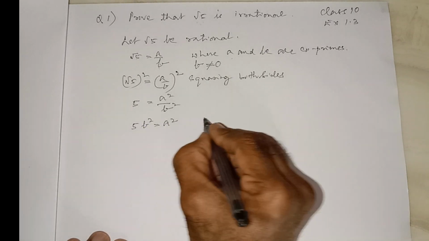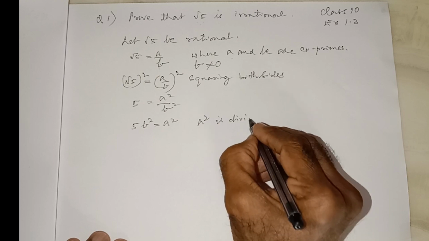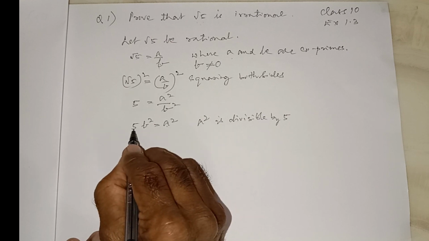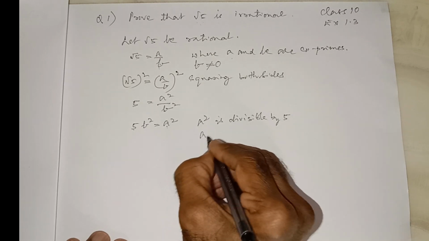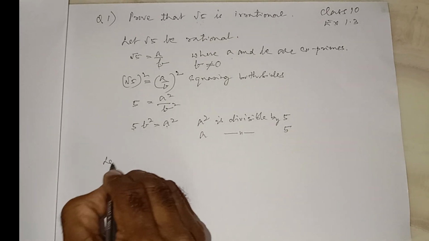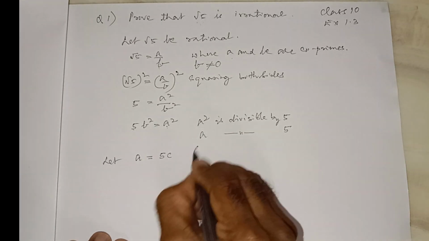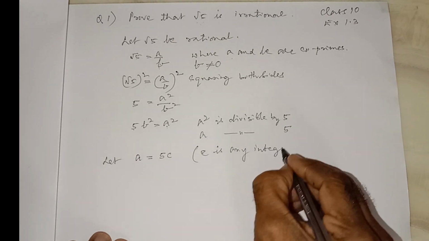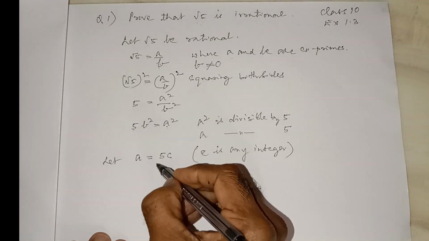This will mean that a square is divisible by 5. A square is divisible by 5. If a square can be divided by 5, then a also is divisible by 5. Now, in the next step, we will take a equal to 5 into c. This c is any integer. A is equal to 5c, where c is any integer. That is the next step.